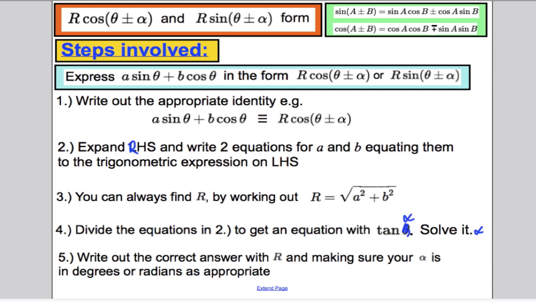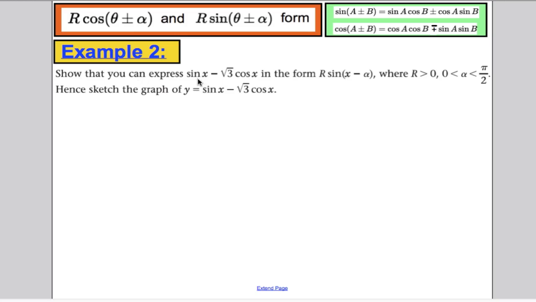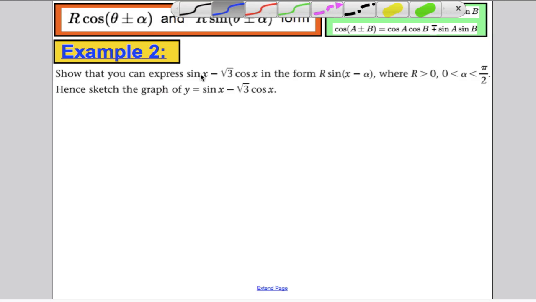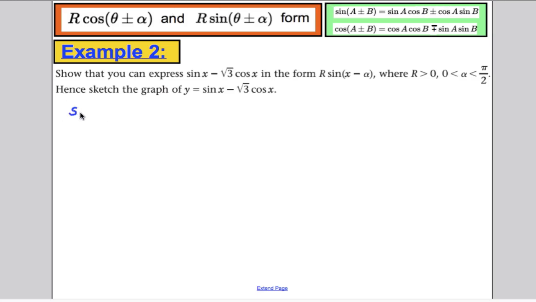Here we go. Show that we can express this expression in this form. Basically, we have to find r and alpha, and then sketch the graph. Okay, step 1 was to write out the identity they give us. So sine x subtract root 3 cos x must be identical to, and we're told, r sine(x minus alpha).